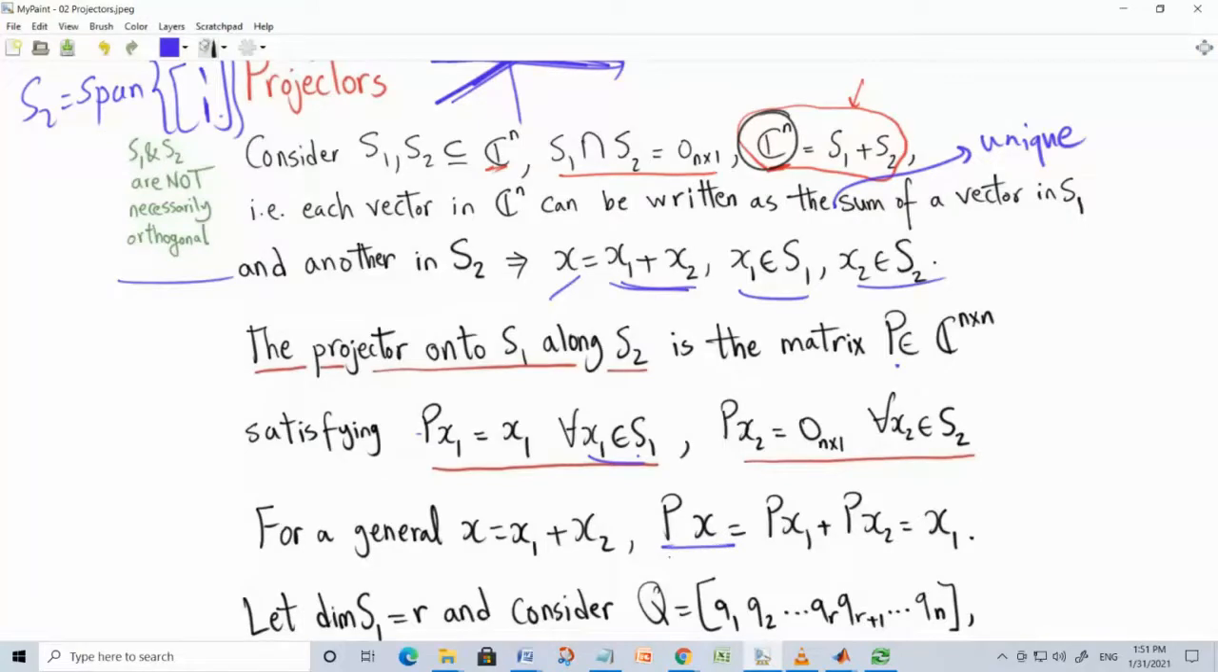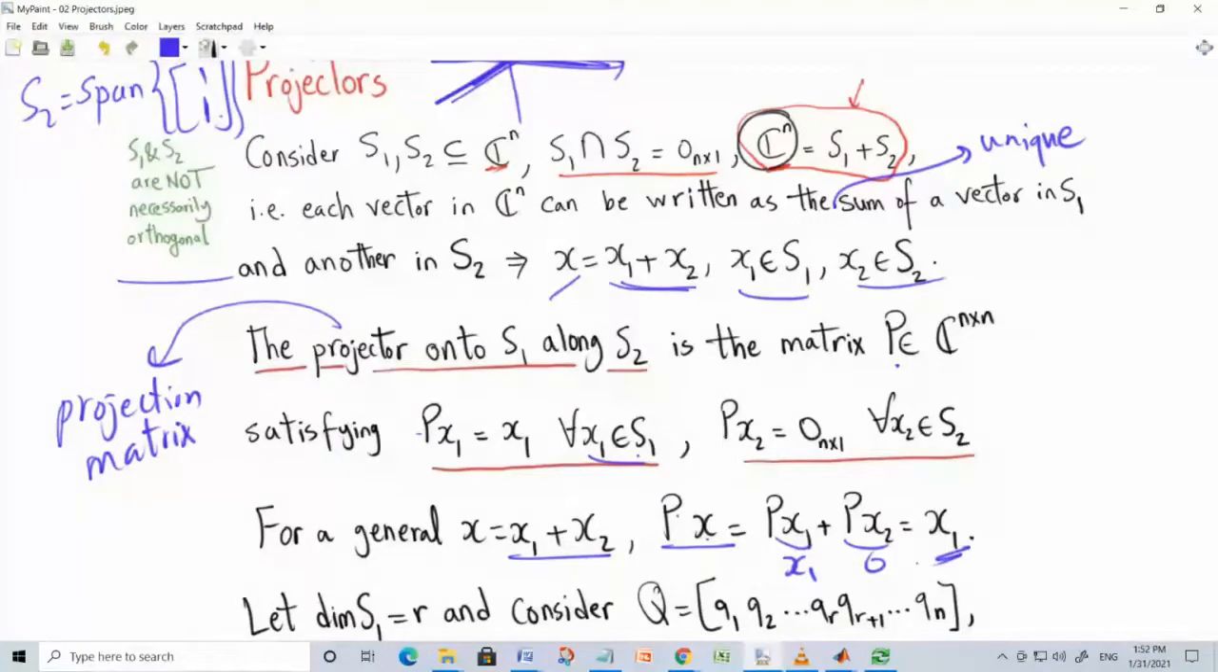It's called a projector or projection matrix. If we apply the projector to an arbitrary vector x, we said that x can be written as the unique sum of two vectors, one in S1 and one in S2. So if you multiply P by x, you get Px1, that's x1, plus Px2, that's 0, and so you get x1. So for an arbitrary vector, P times x will give you the component of the vector living in S1.